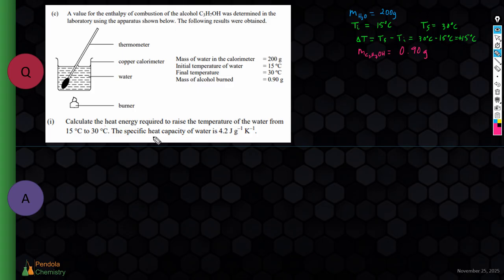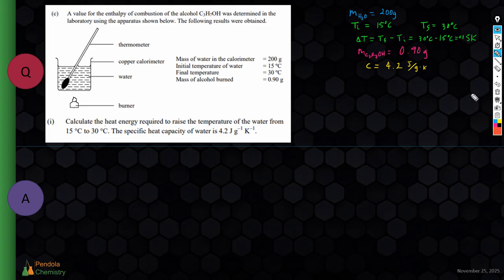Apart from that, they tell us that the heat capacity for this calorimeter, so C, is going to be 4.2 joules per gram Kelvin. Remember, we calculated that delta T is positive 15 degrees Celsius. This can also be positive 15 Kelvin, because a change in Celsius is equal to a change in Kelvin. So I'm going to put here positive 15 Kelvin. Why? Because I can already see that my C is in grams times Kelvin. So that's going to make it a little easier.